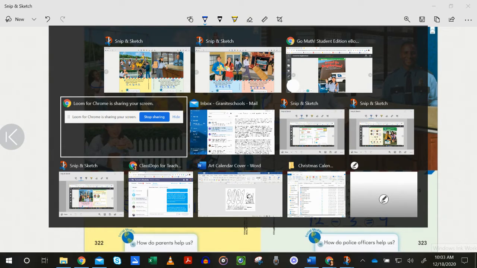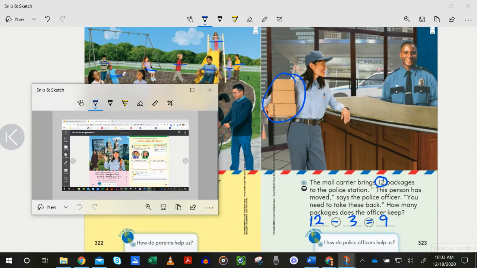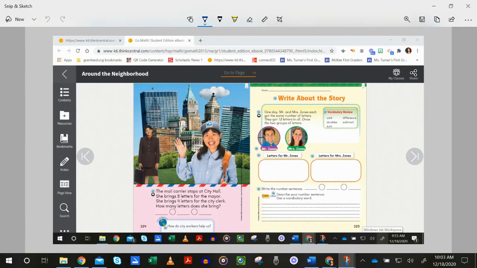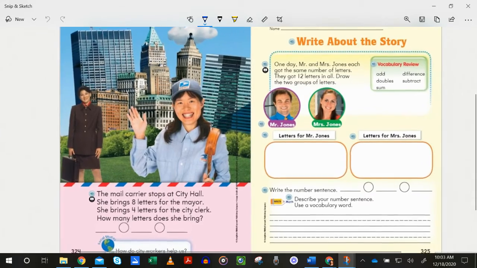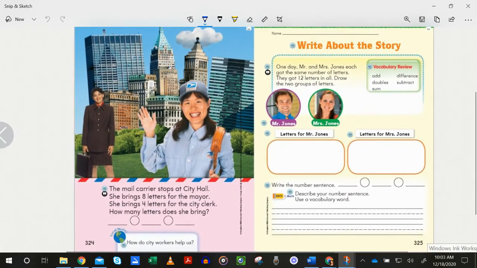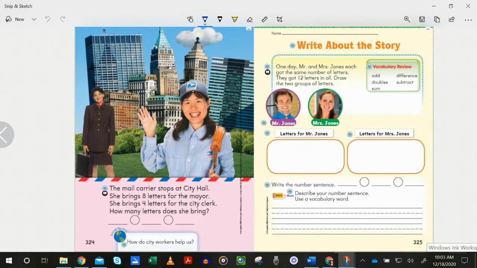Okay, let's turn the page. Now we have this one. It says, the mail carrier stops at City Hall. She brings 8 letters for the mayor. She brings 4 letters for the city clerk. How many letters does she bring? Okay, so first she brought 8, good. And how many more?